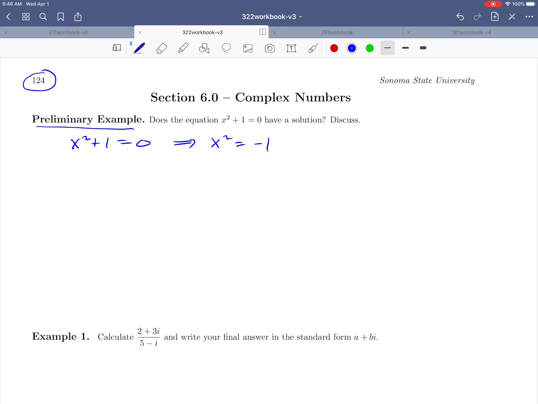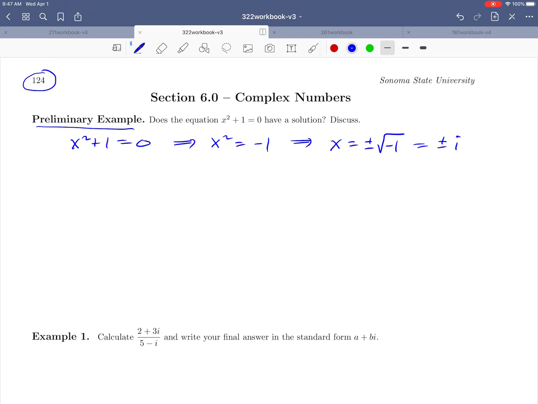If this were a real analysis class, we would have to say the answer is no, because there's no real number that we can square that would give us -1 as a result. But if we're willing to extend our number system a little bit, the answer to this question is yes. So let's go ahead and take the square root of both sides. There's going to be a plus or minus possibility. And since the square root of -1 is not a real number, we're going to need a new name for it, and we're going to use the symbol i to represent the square root of -1. i is an example of what's known as a complex number, and we're going to explore some of the properties of complex numbers in this section.